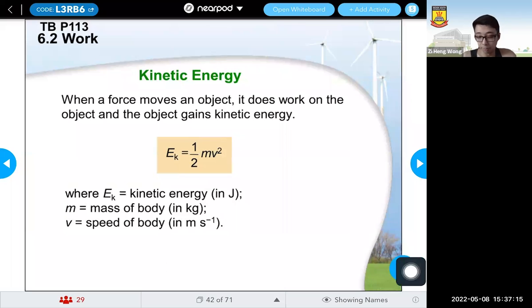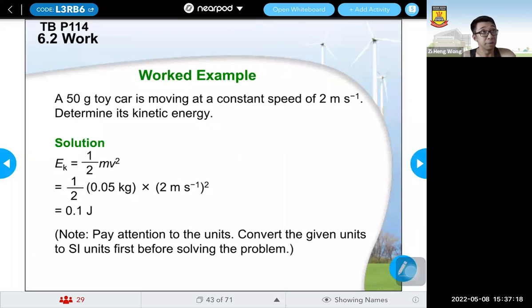So, some example. You have a 50-gram toy car moving at a constant speed of 2 meters per second. Determine its kinetic energy. So kinetic energy is half mv square. M is 0.05 kilograms, and then the speed is 2 meters per second. Take note, remember to square it. So you take half times 0.05 times 2 meters per second squared. So it becomes 0.1 joules. So the key thing to learn from here: pay attention to the units, and convert into the correct unit before solving the problem.